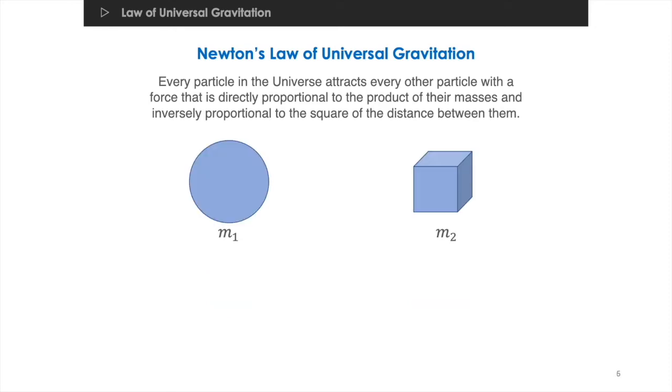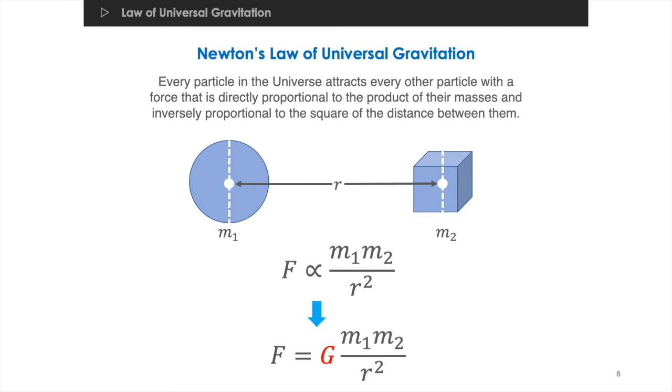Based on experiments, if either of the masses M1 or M2 is increased, gravitational force increases as well. Mathematically speaking, this means that gravitational force is directly proportional to masses M1 and M2. Also, when the distance between the objects is increased, gravitational force decreases dramatically. Experiments reveal that gravitational force is an inverse square law. To turn this proportionality symbol into an equal sign, we need to multiply the expression with a constant. This constant is what we call the gravitational constant.